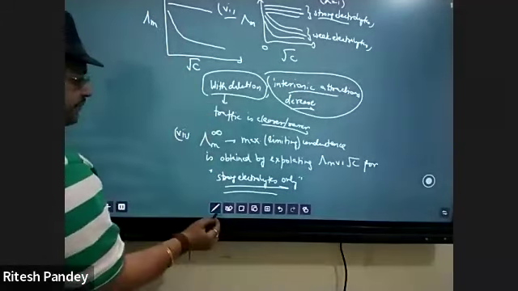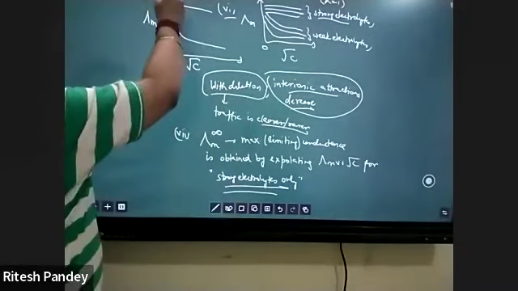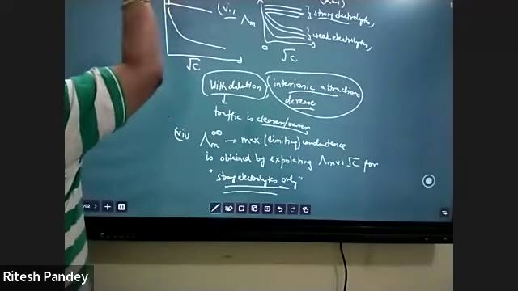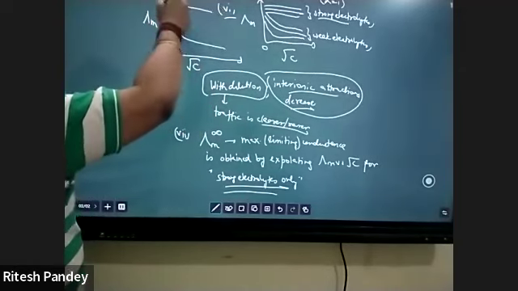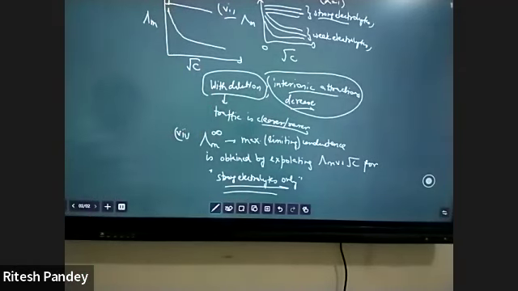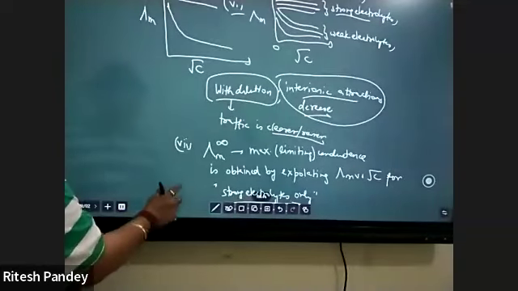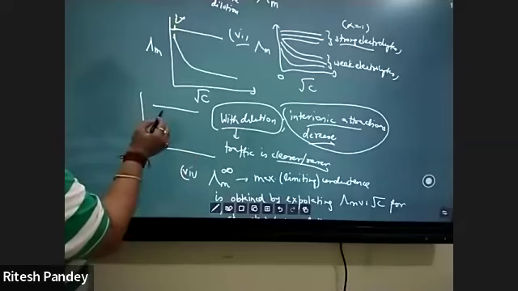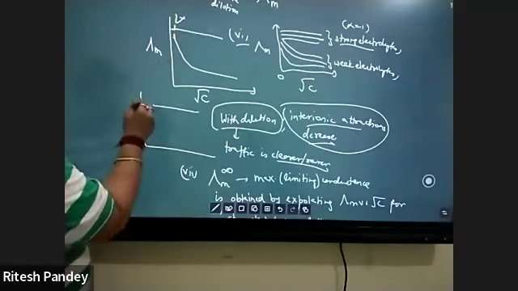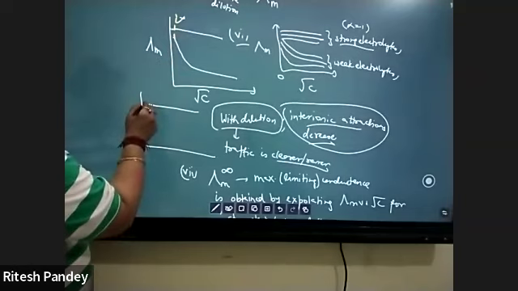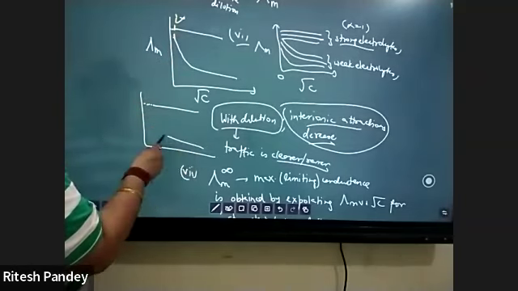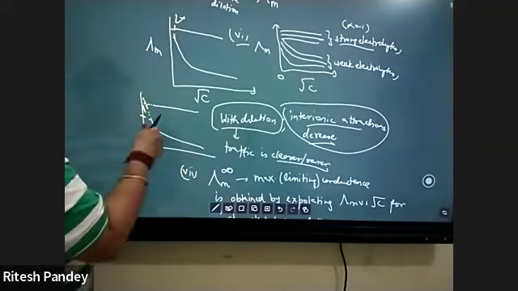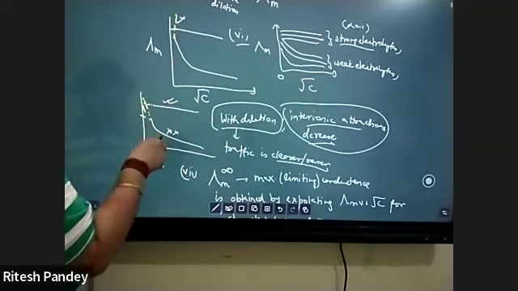Only this can be extrapolated. This can't be extrapolated. You don't know where it's going to go. For a weak electrolyte, you don't know where it's going to go. For a strong electrolyte, you can extrapolate it, because it's behaving in a particular manner, maybe if I zoom it in. But something which is going in this direction, you don't know if it's going to go here, or here. So this extrapolation can be done for a strong electrolyte, can't be done for a weak electrolyte.